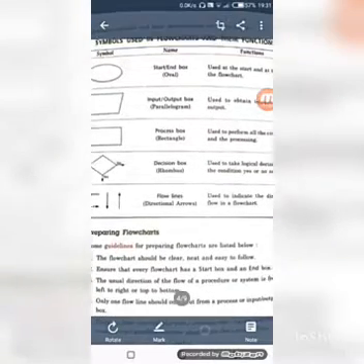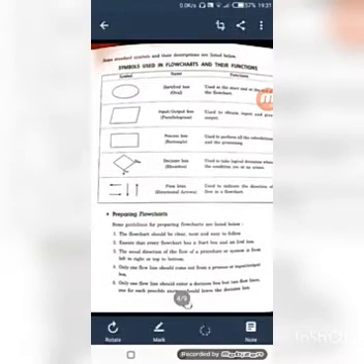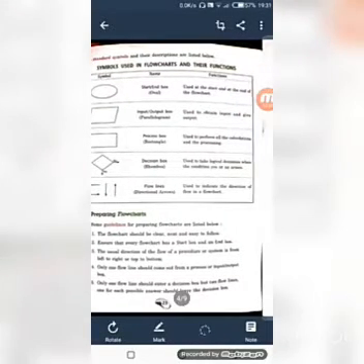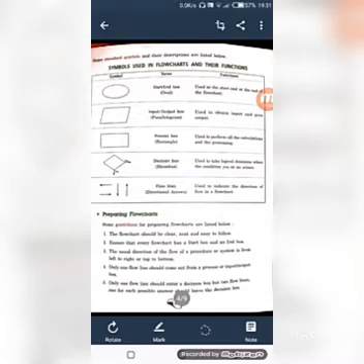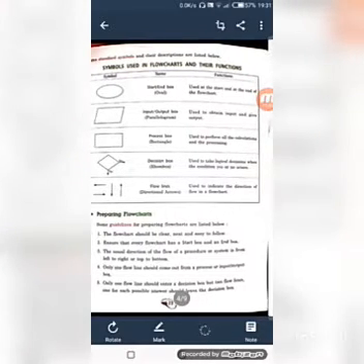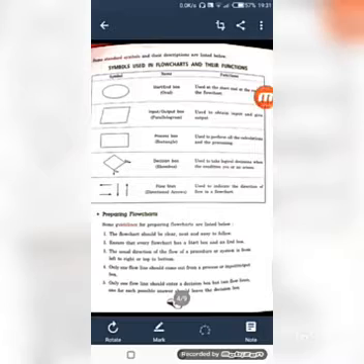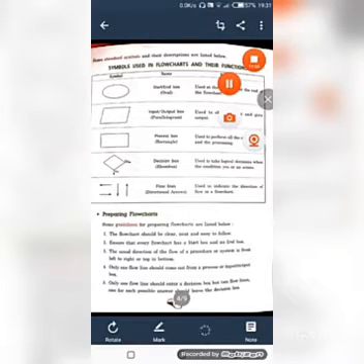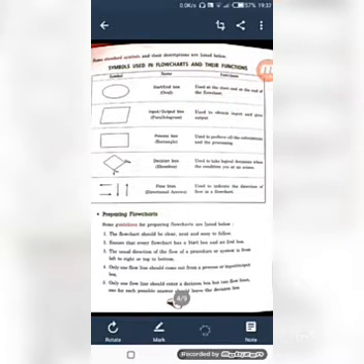Here we can clearly see that we have some symbols. First one is the oval. Oval is the start or end box. We use the oval for showing the start or end, used at the start and at the end of the flowchart. Means whenever we want to start our program or end our program, we will use the oval shape.